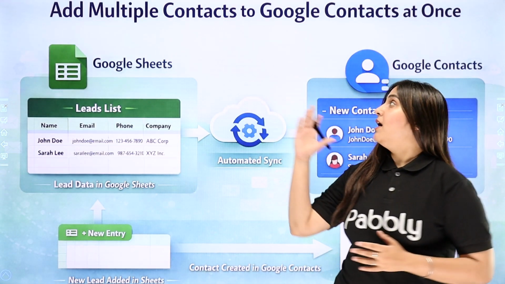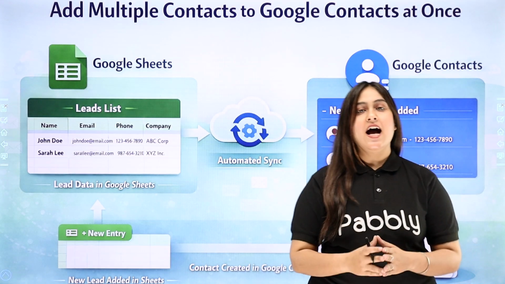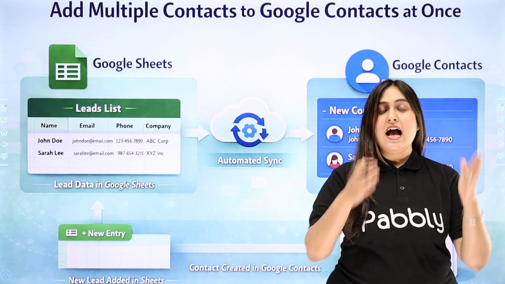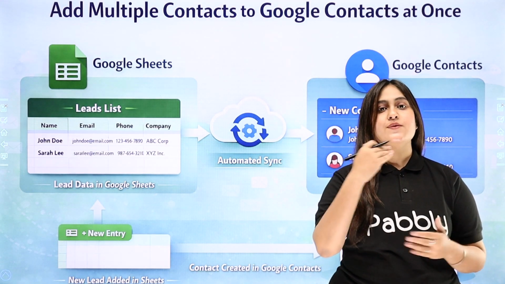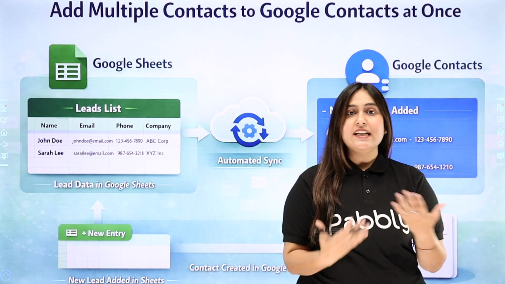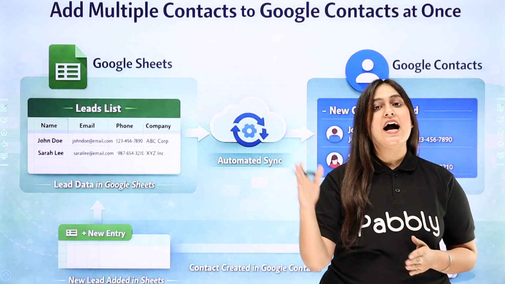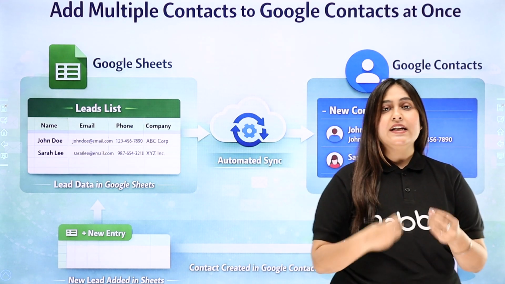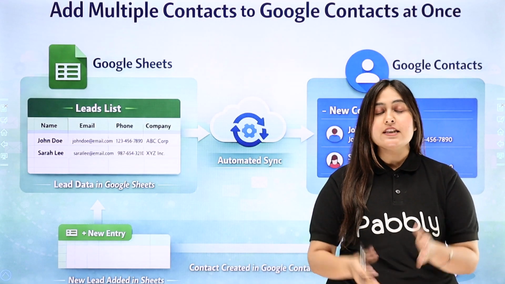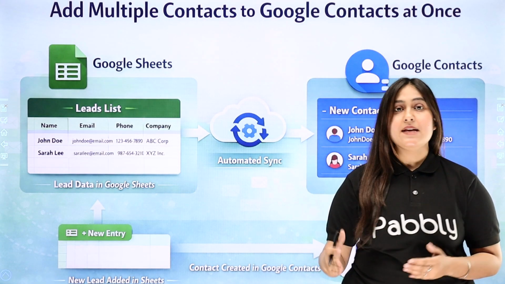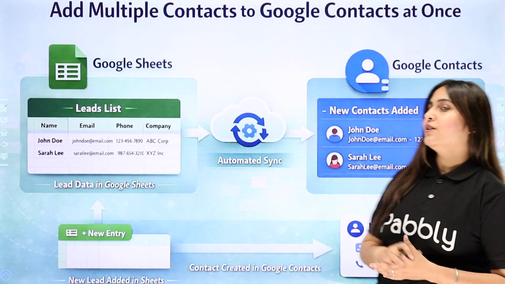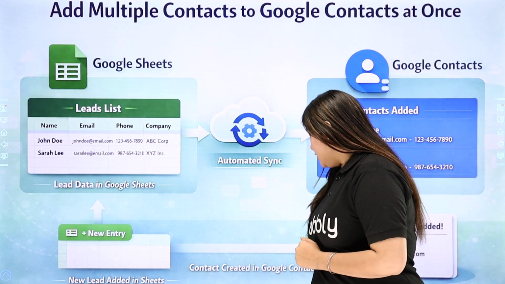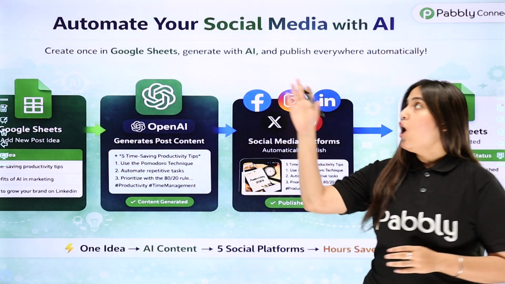Alright, let's move forward to the second automation. That is, add multiple contacts to Google Contacts at once. Here I have a Google Sheet with my customer lead details, and I want to create new contacts for them in my Google Contacts or any other CRM. In that case, I have built this connection by connecting my Google Sheets with my Google Contacts. So now whenever a new lead detail is added in my Google Sheets, a new contact for the same is automatically created inside my Google Contacts.